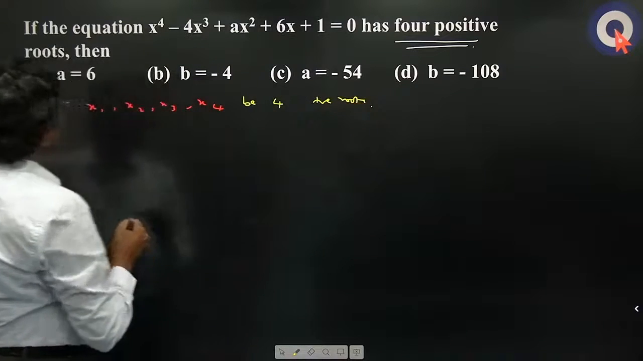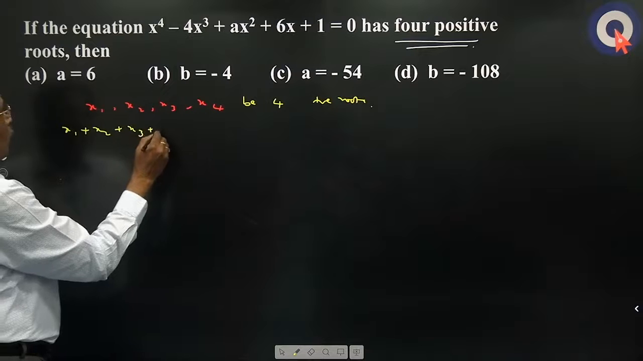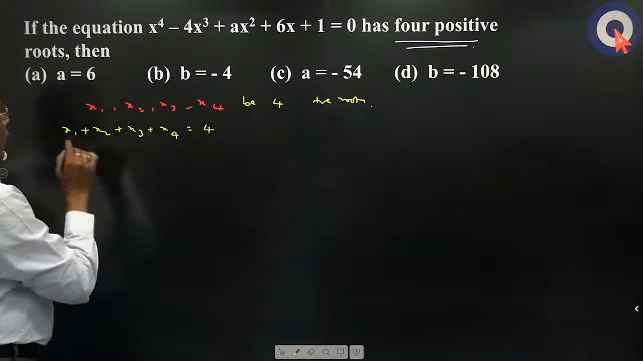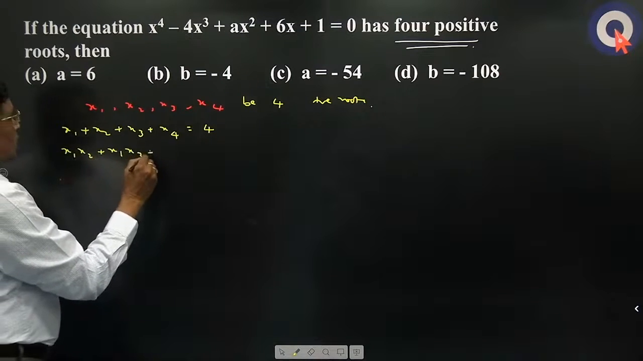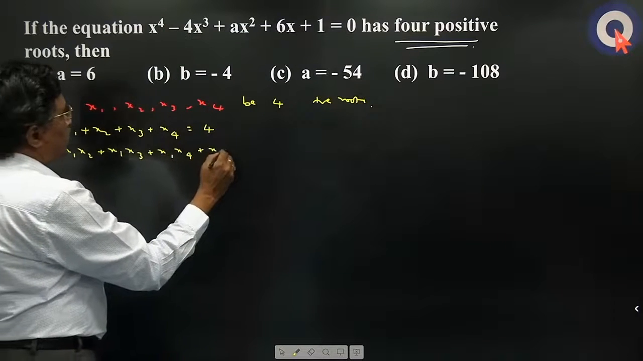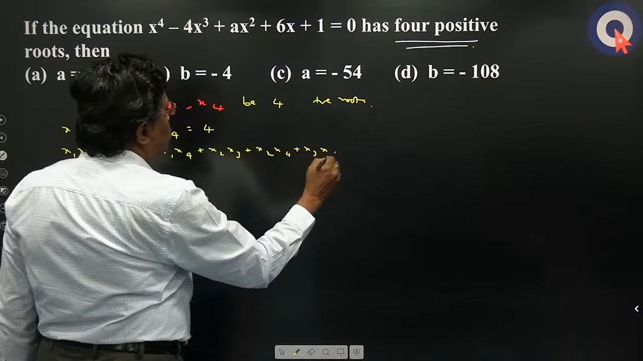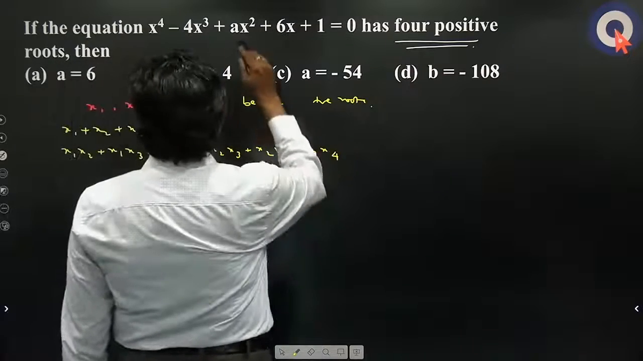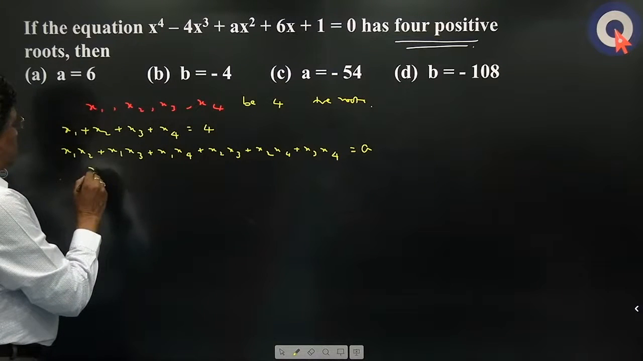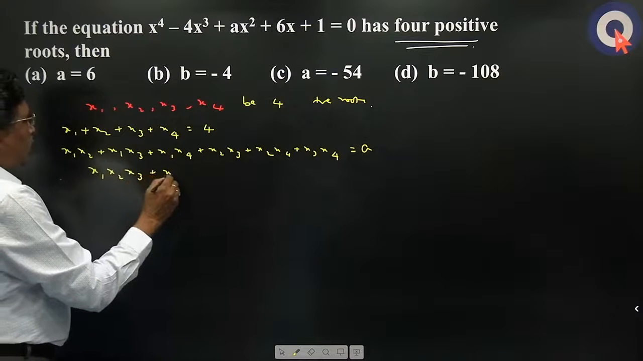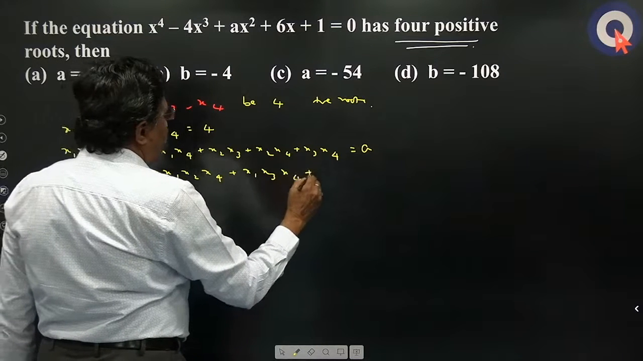So by Vieta's theorem, we can say sum of the roots x1 plus x2 plus x3 plus x4 is equal to 4, and sum of the products taken 2 at a time, which is x1 x2 plus x1 x3 plus x1 x4 plus x2 x3 plus x2 x4 plus x3 x4 is equal to A, and sum of the products taken 3 at a time, that will be x1 x2 x3 plus x1 x2 x4 plus x1 x3 x4 and x2 x3 x4.